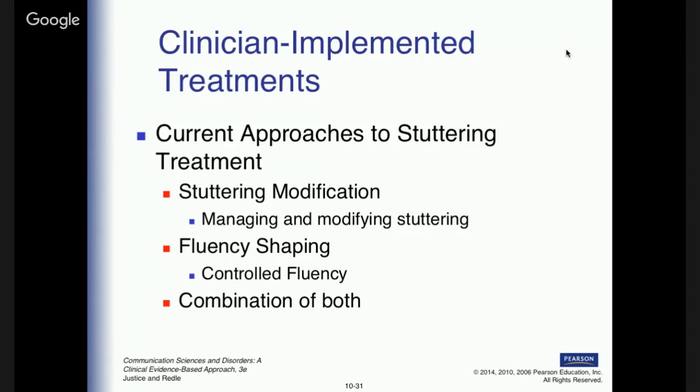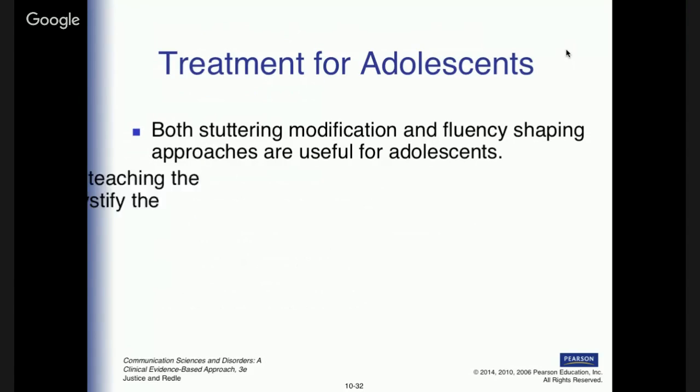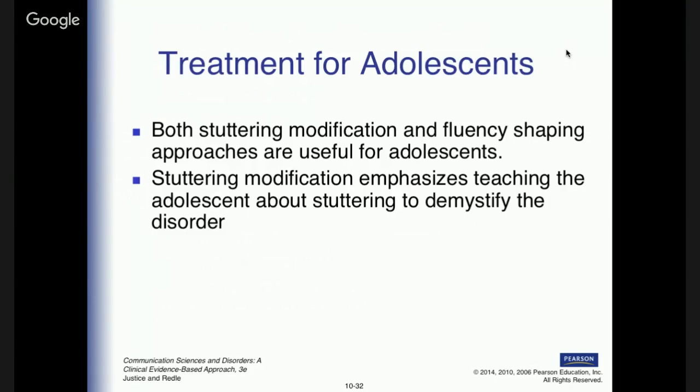So with fluency shaping, you don't deal with the stuttering. You help to teach people to be fluent, or a combination of both. So most clinicians will teach, all right, here's what you do when you have a stutter. You can modify it, and here are some things you can do to stutter less often with fluency shaping. So we're going to use this for adolescents.